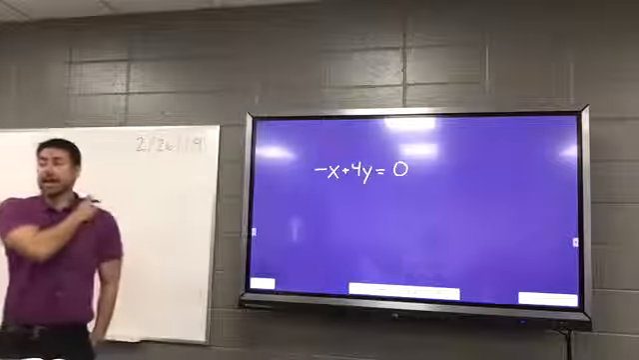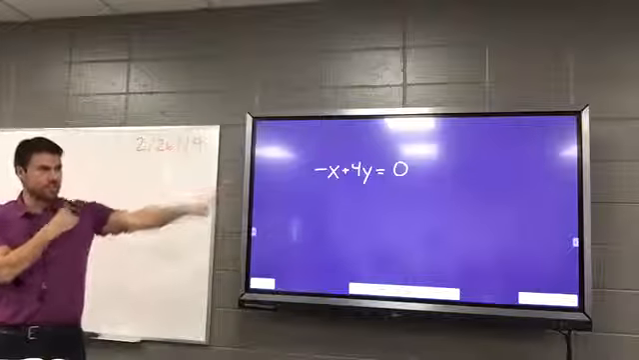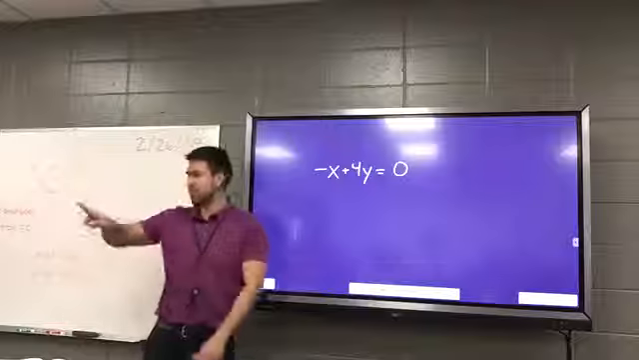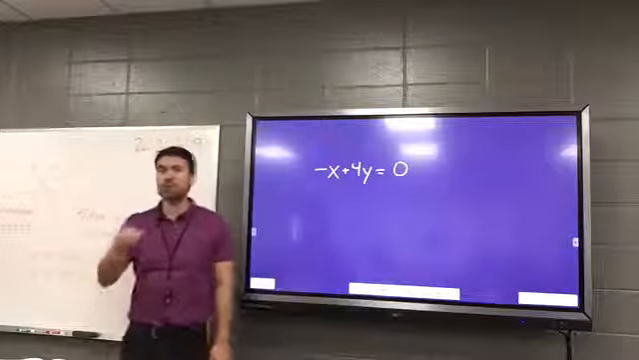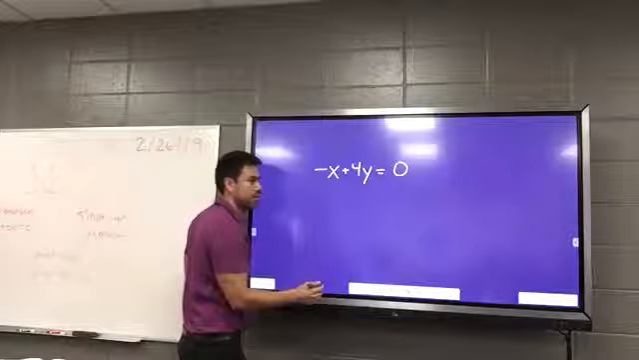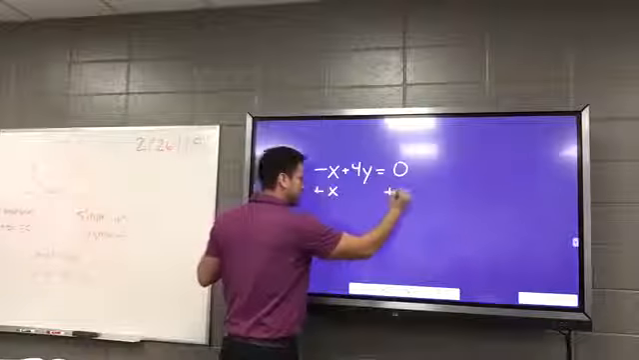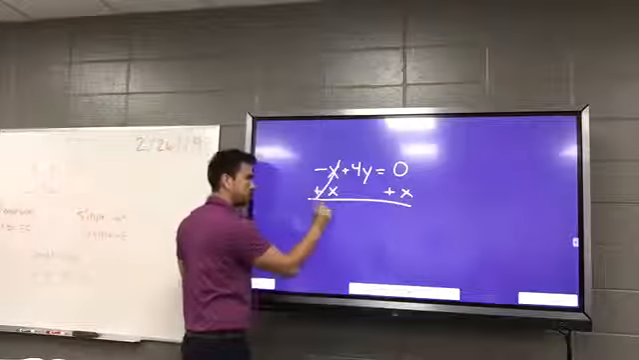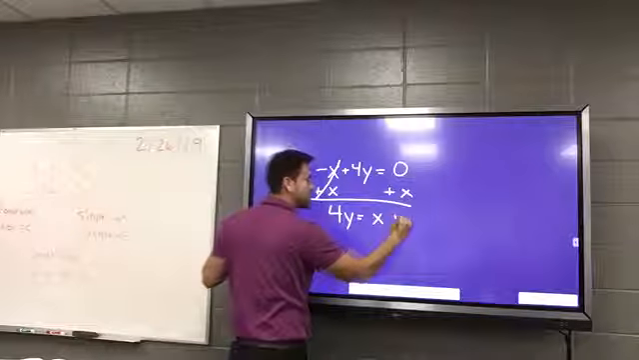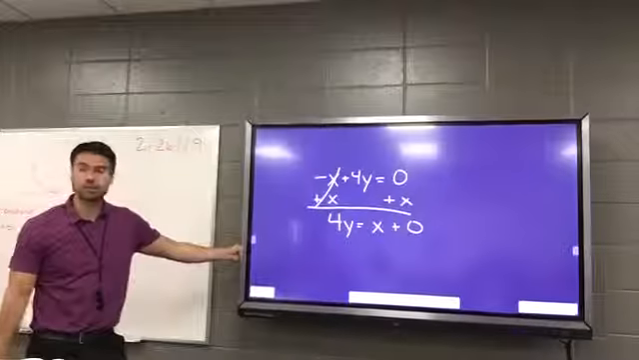All right, this is one of the equations from the system. Excuse me, I'm losing my words here. What do you want to do with this equation? Get it into slope-intercept form, which means you want to solve for y. Good. So what do I do here? I'm going to add x to both sides. That's good because you get rid of that negative x, and you're left with 4y equals x, and you can say plus 0, but you don't have to. It's just x.